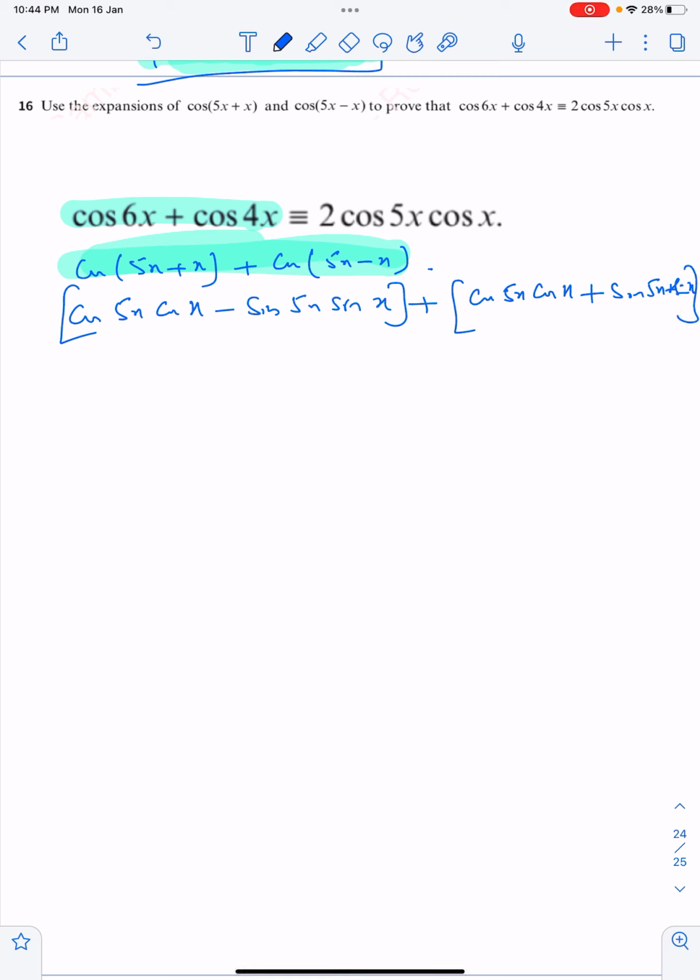Okay. If I open it, this is positive and this is positive. So, it will become 2 times cos of 5x cos of x, and this is negative and this is positive, so these two will cancel out. So, I have got what they had asked us to prove. Okay, so it is proved.